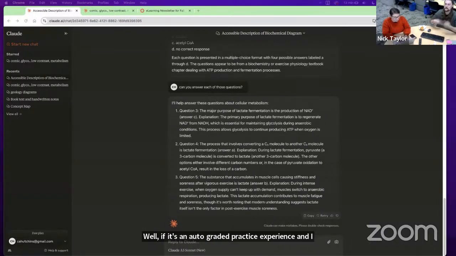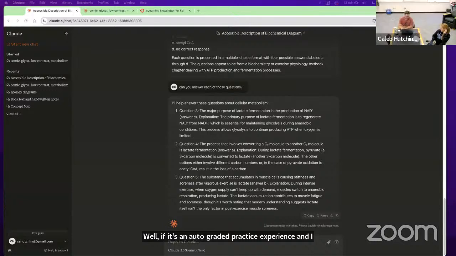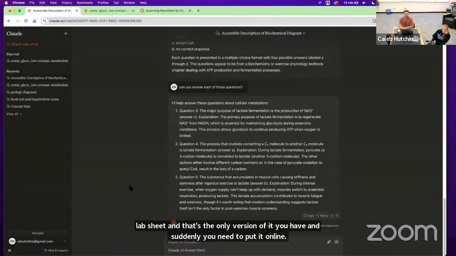So my mind is just... Yeah, well, and that's why we titled this session on the spot accessibility. It is that super immediate, just in time kind of remediation work that I think this can be really valuable for. Like you said, Nick, you have an old photocopied paper lab sheet and that's the only version of it you have, and suddenly you need to put it online. This could be a huge help with that and a huge time saver.